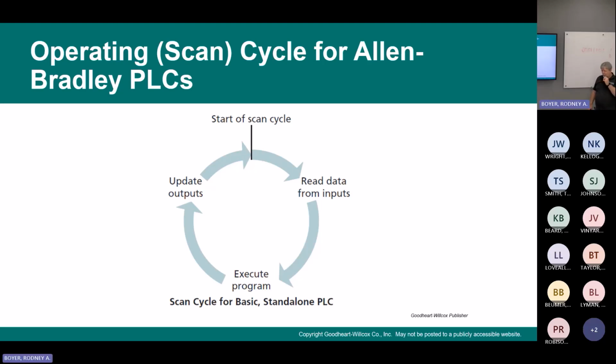The one thing that's not included on that is service communications, which it'll go out and say, hey, Ethernet, what do you got for me? Or hey, DF1, what do you got for me? This is what I have for you, so on and so forth. And then when it gets done with all that, it starts back up at the top and does it all over again. Processors are fast enough nowadays that it does all that in just a couple of milliseconds or thousandths of a second. It's pretty quick.